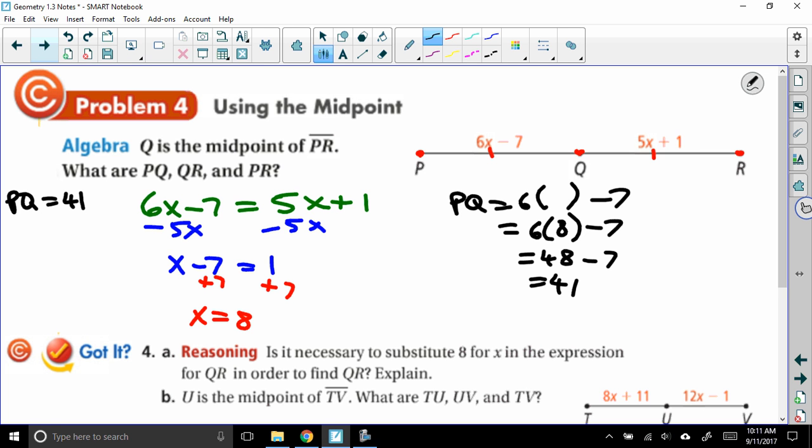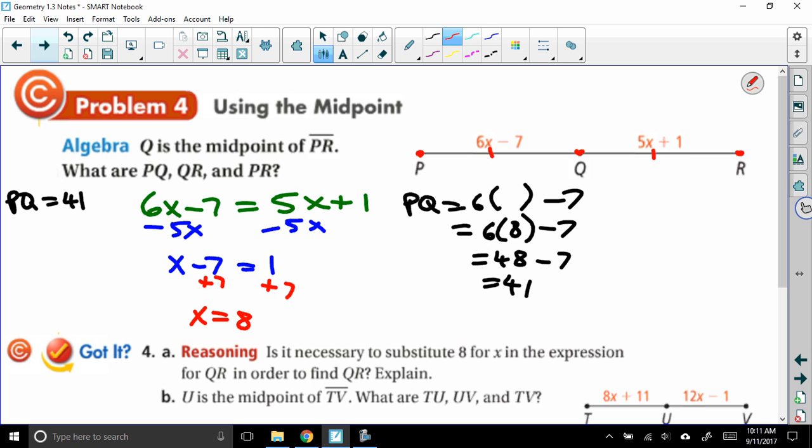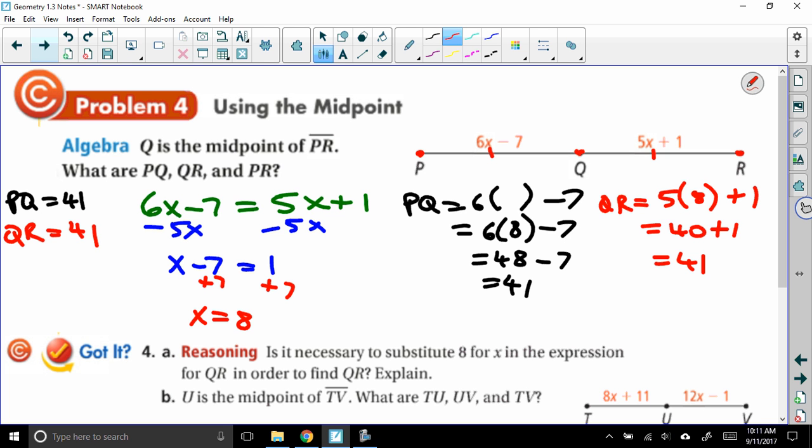If you wanted QR, you know PQ and QR are congruent, or you could do the math, make the substitution if you want. So QR is 5x plus 1. Now we said x was 8. So that's 5 times 8 plus 1. That's 40 plus 1, which is 41. It's never a bad idea to double check, to plug into both just to make sure you did this right.